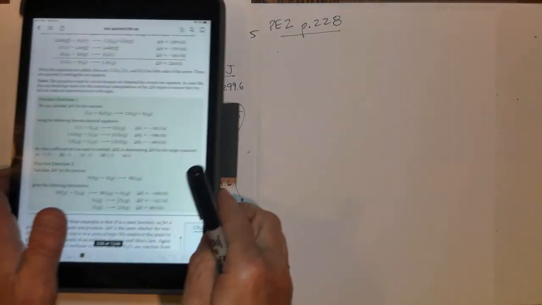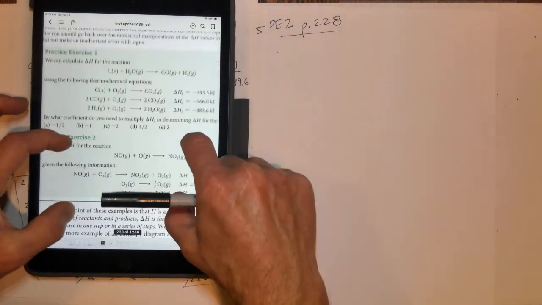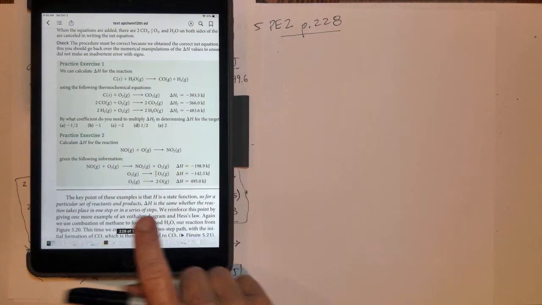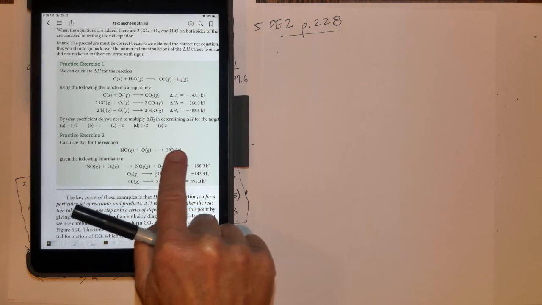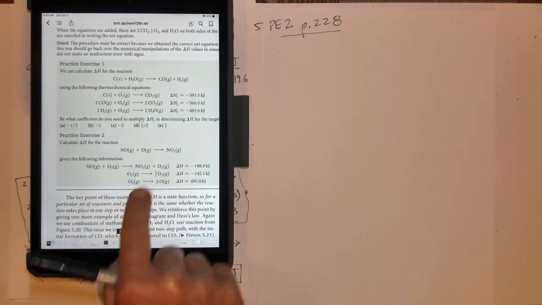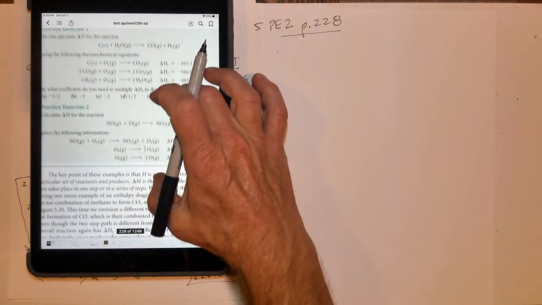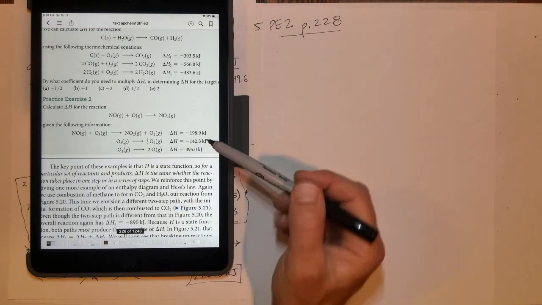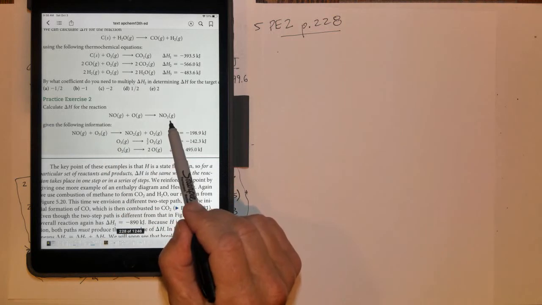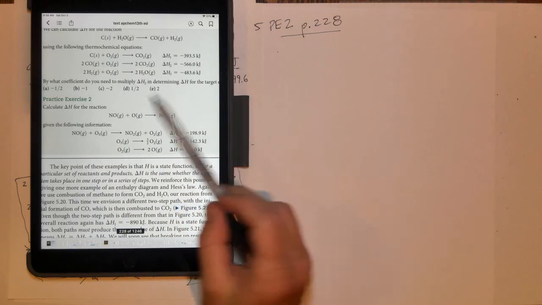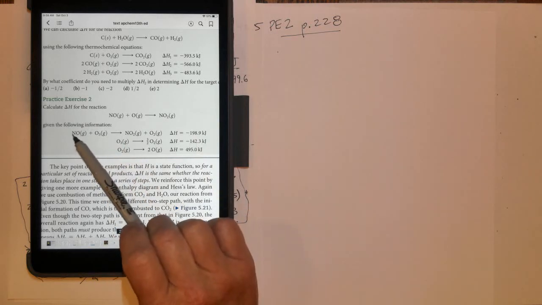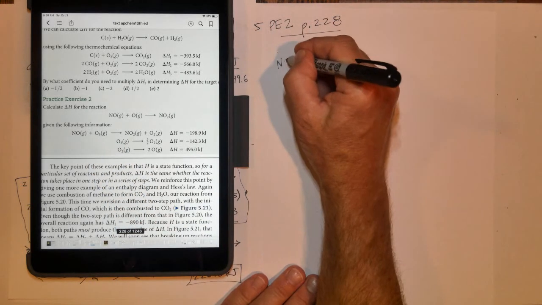So in this one, it says, calculate the enthalpy for the reaction NO plus O gas goes to NO2, given the following information. And we're given 3 reactions right here, and we have to manipulate those reactions to end up with this. And as I've done in problems before, you see I need NO, and NO happens to be in this reaction. So let's start with that one just by writing that reaction down.